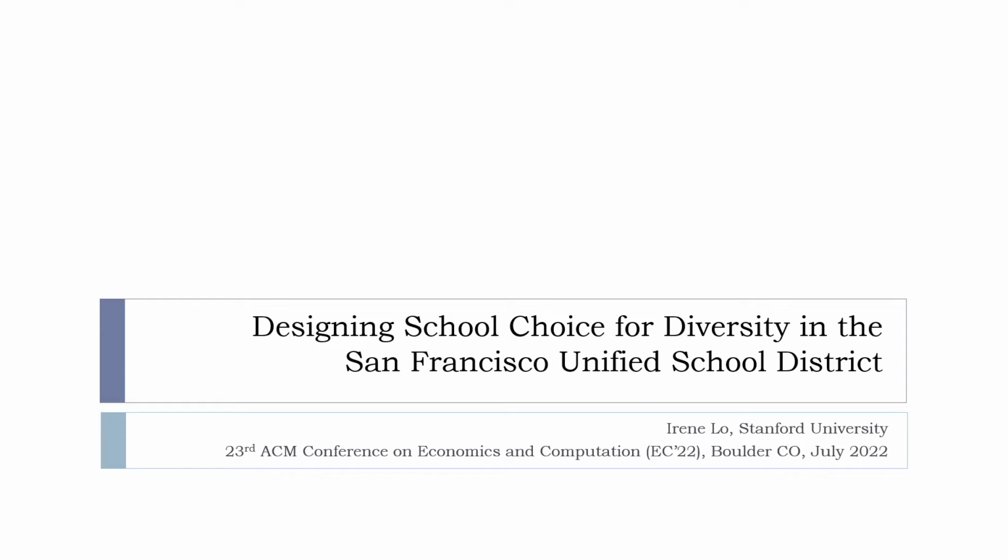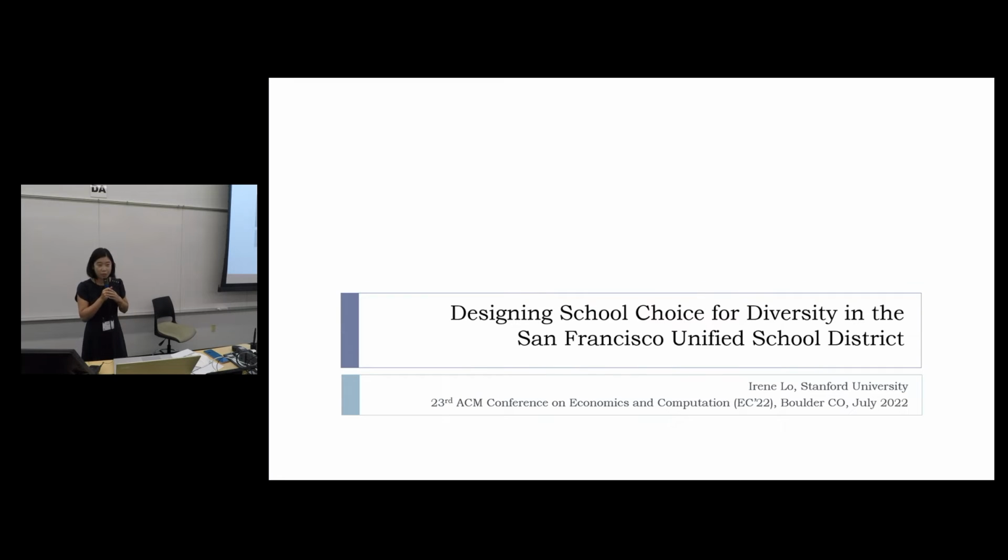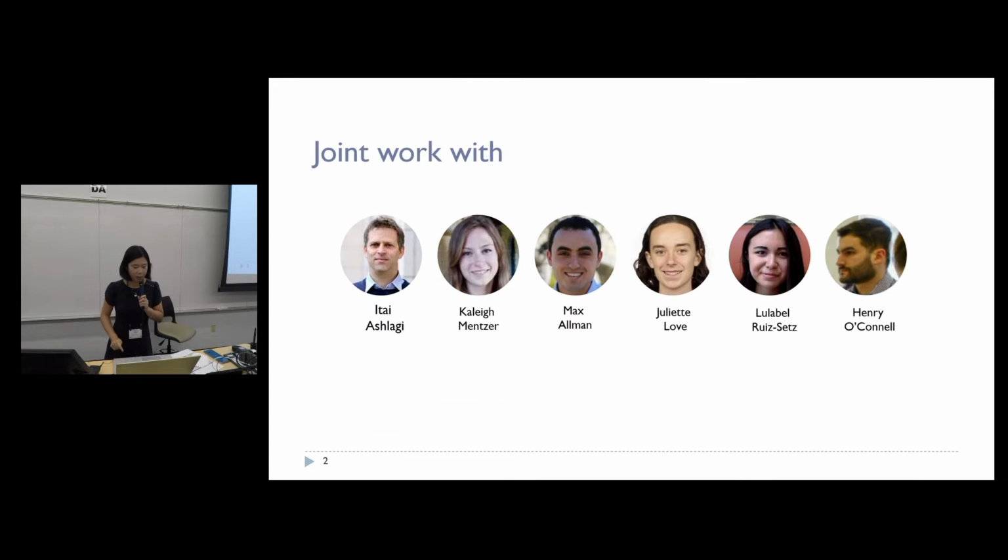I will be talking today about designing school choice for diversity in the San Francisco Unified School District. This is joint work with Itai Ashlagi, with students Kaylee Mentzer and Max Allman, who are sitting right here in our room, and also Juliette, Lulabel, and Henry, who was working at the district at the time.